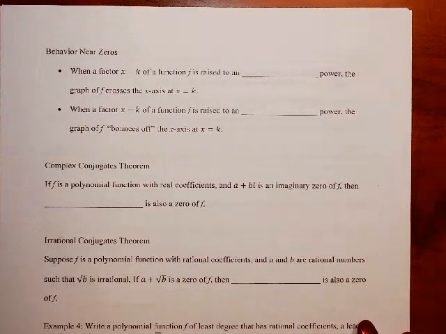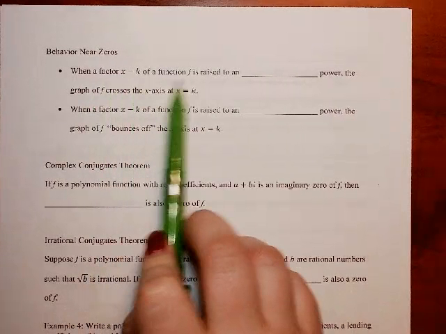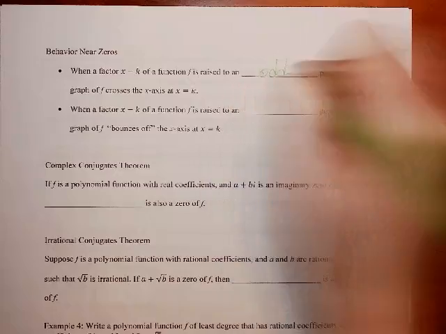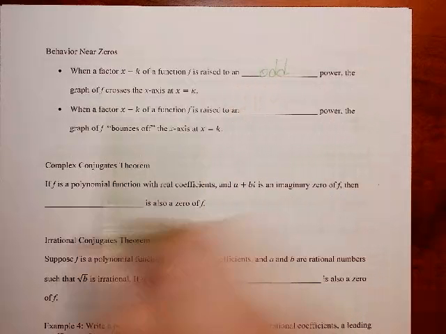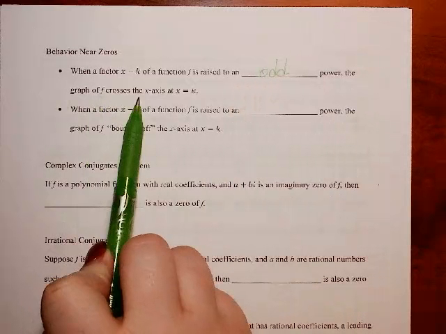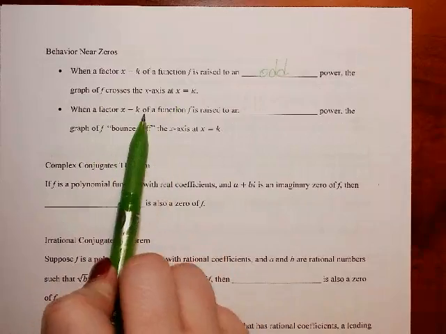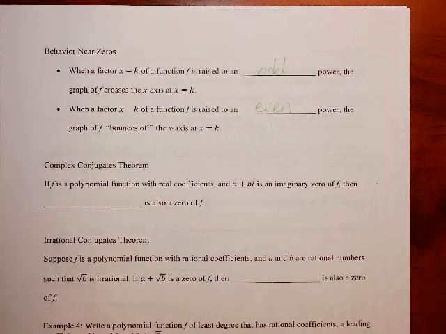Okay, so, like we just figured out, when a factor x minus k of a function f is raised to an odd power, so it happens once, or 3 times, or 5 times, then the graph of f crosses the x-axis at x equals k. But when the factor x minus k of a function is raised to an even power, the graph of f bounces off the x-axis at x equals k.